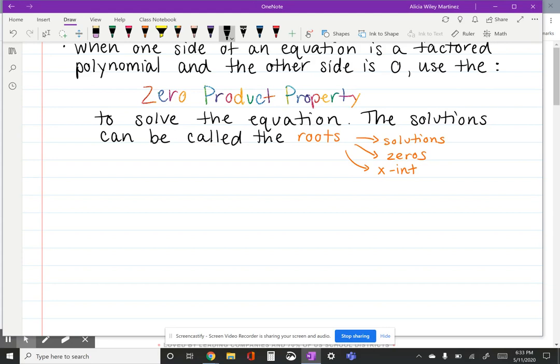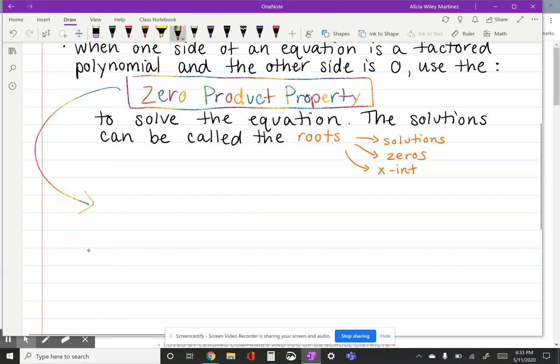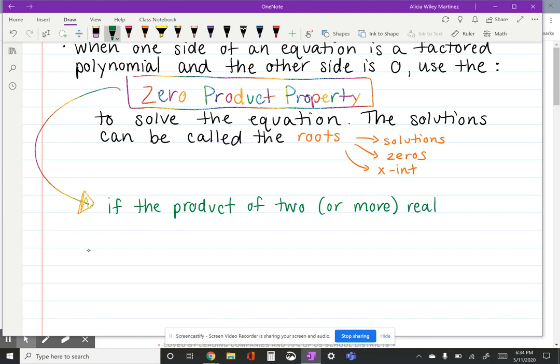Okay, so let's talk about what this zero product property states. Okay, so down here we'll talk about that. And it's the idea that if the product of two or more real numbers, so just values, numbers, if you know that their product is 0, then we know that at least one of the numbers is 0.